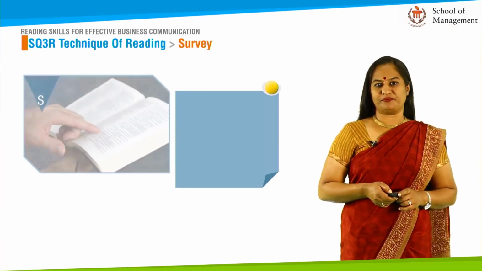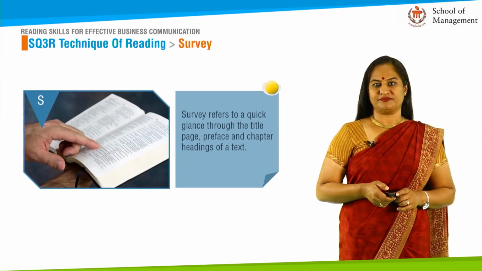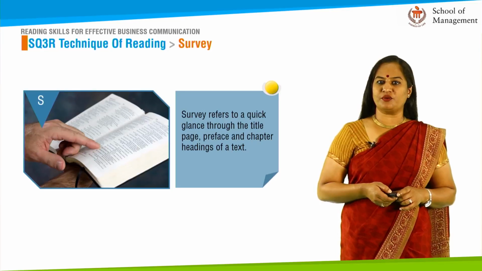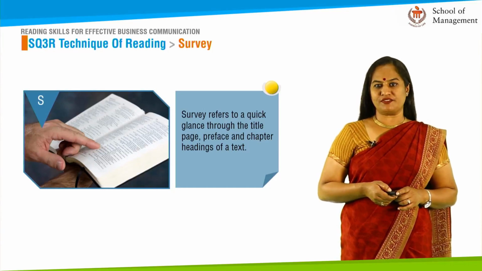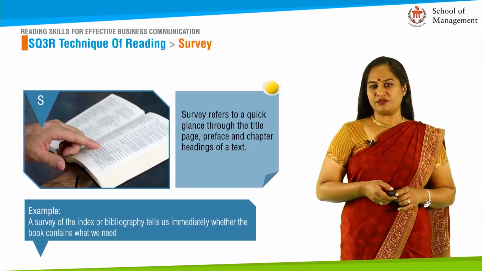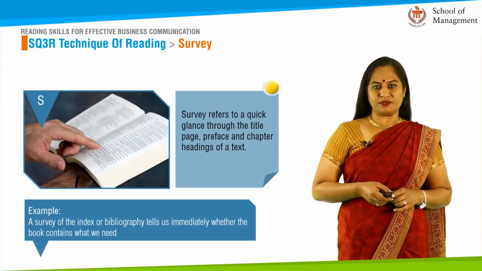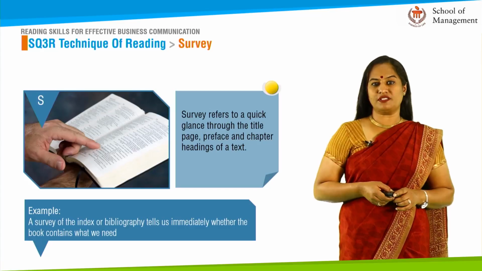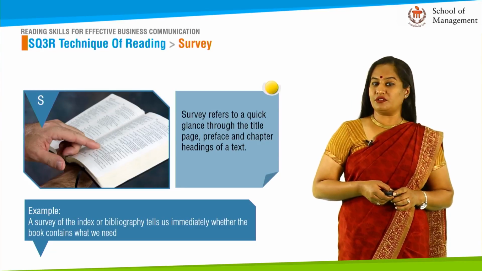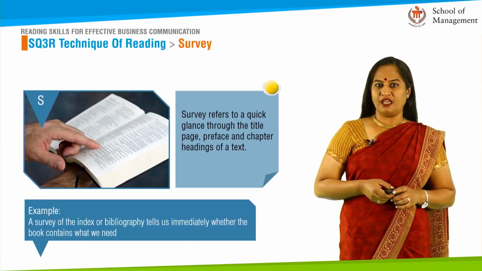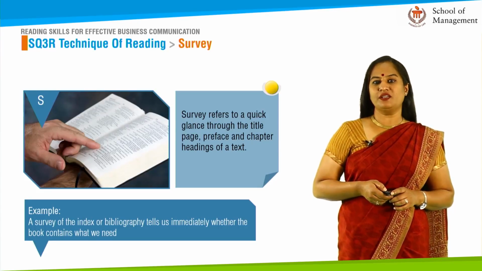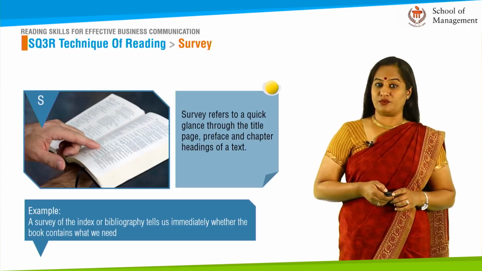Step 1, survey. Survey refers to a quick glance through the title page, preface, and chapter headings of a text. For example, when we go to a bookstore looking for some particular book and we don't have the time to actually go through everything, what is it we do? We take a look at the index or the bibliography, and this will tell us immediately what the book contains and is it what we need.